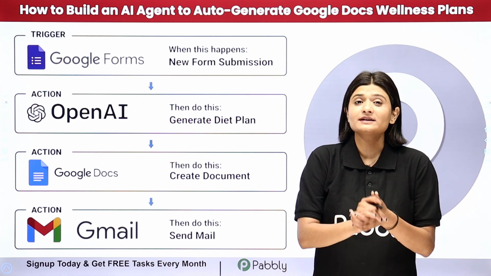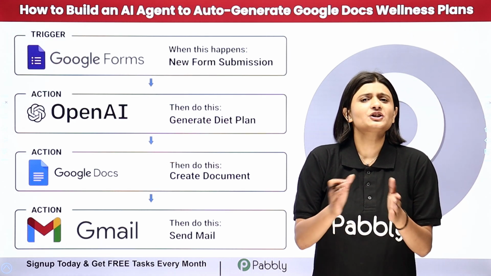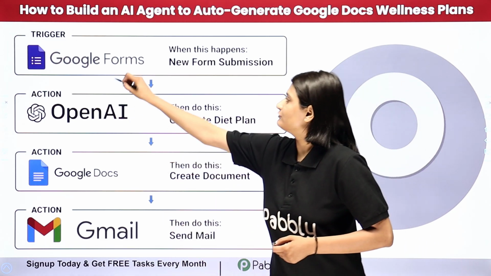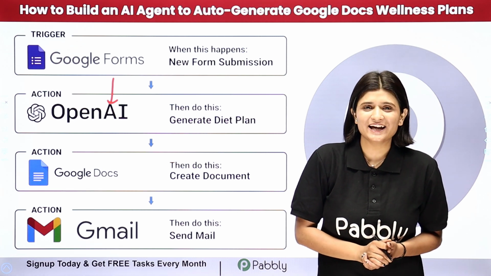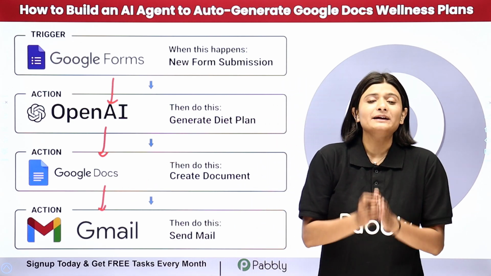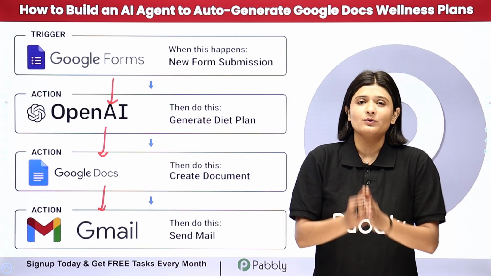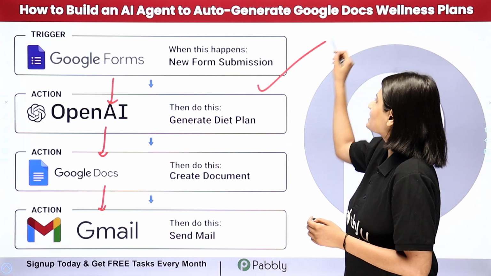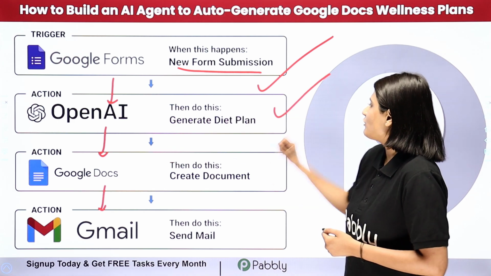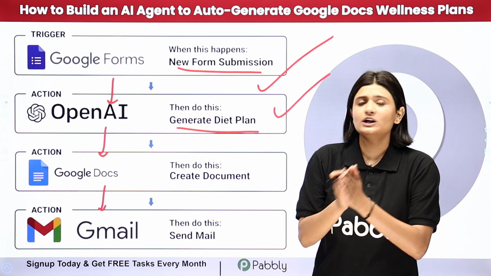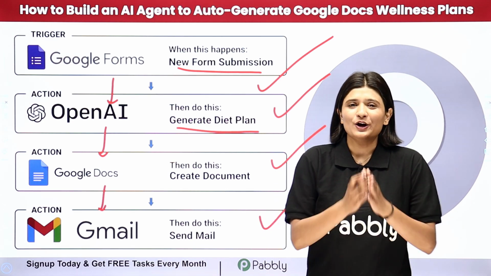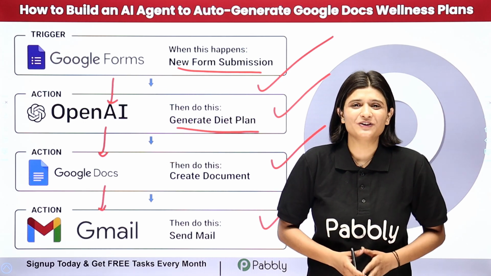Pabbly Connect is an amazing automation and integration software which requires no coding or programming skills. Here I just need to build a connection between Google Forms, OpenAI (my AI agent), Google Docs and Gmail. With the help of Pabbly Connect, I am going to build this connection in such a way that whenever I receive a new form submission from my user, a diet plan will be automatically generated with the help of OpenAI, and then I am going to create a Google Doc of this diet plan, and then send this PDF to all my users. Now, if you want to learn the step-by-step process, then let me take you all to my screen.